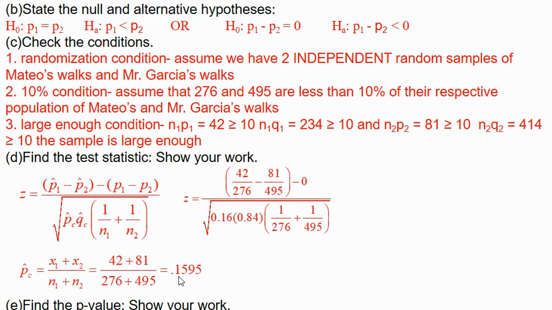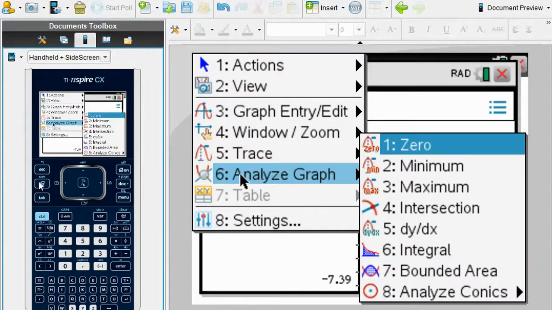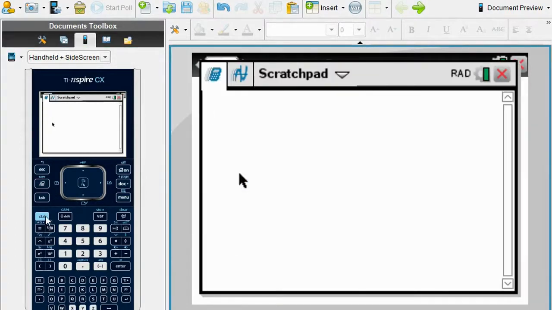So I'm going to put 0.1595 right here, or I rounded 0.16, times this complement. And then times 1 over the sample size of the first one, so 1 over 276 plus 1 over 495. And now that's going to give you your z star. So I guess we can just practice it. Get your calculator and just practice it at least once. And then, of course, I'll show you how to do it on the actual calculator.